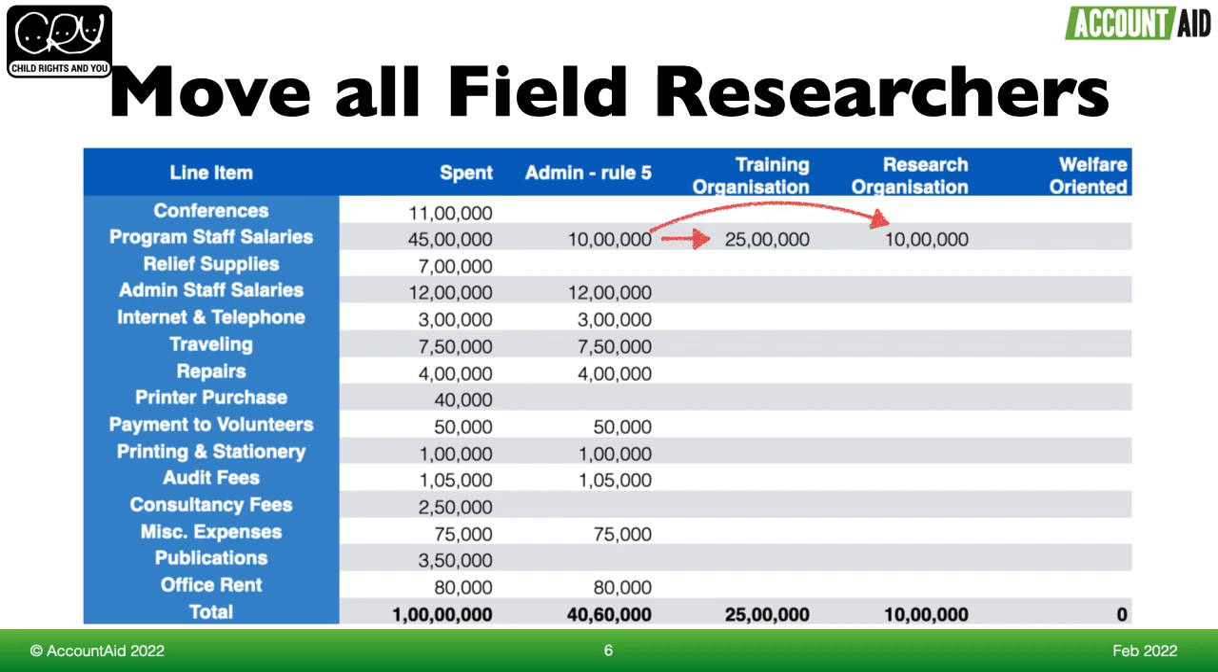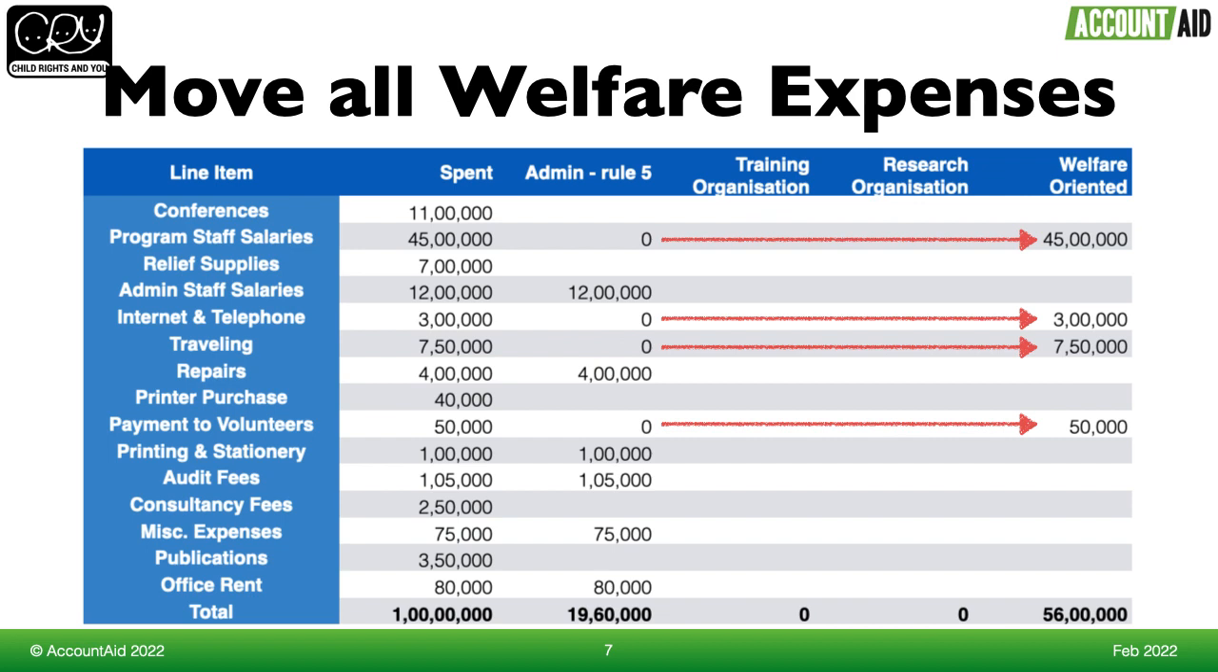If you are fortunately a welfare-oriented organization, then you can go on to the next step, which means that all the program and staff salaries, internet, telephone, other items, any expenses that are incurred on supporting your program, are also moved to the last column, and therefore your admin expense now drops to less than 20%. So this is the way to calculate your admin expenses correctly.